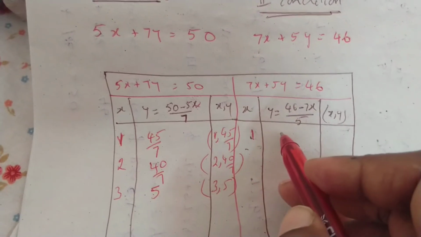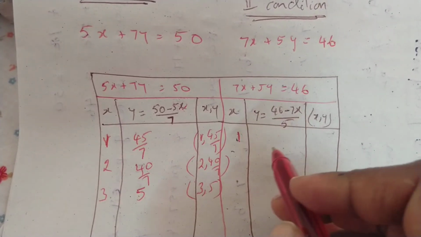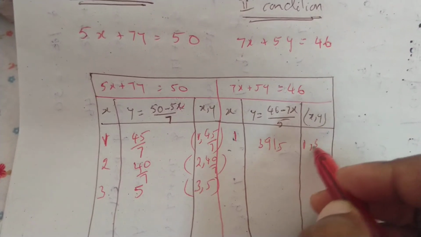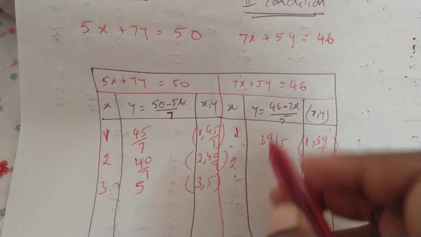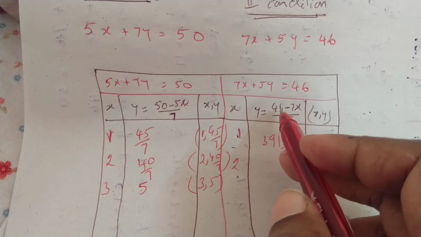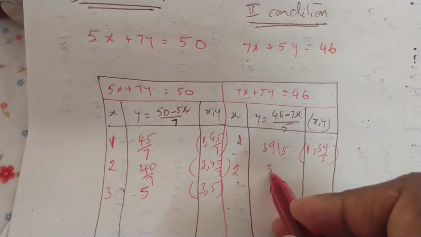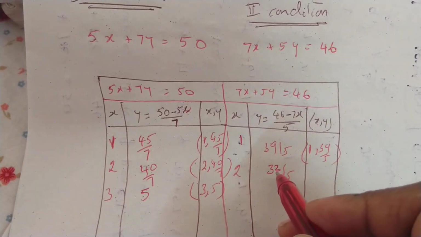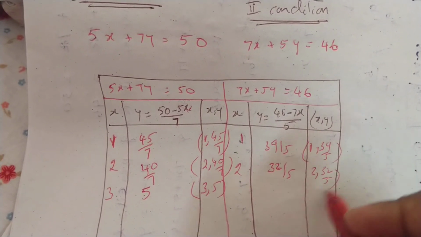X is equal to 1. So what is y? 46 minus 7 is 39 by 5. So I leave it like that, 39 by 5. So 1 comma 39 by 5. Right, the second one, 2. Now 7 2s are 14. 14 if I subtract from 46, I will be getting 32 by 5, and this is 2 comma 32 by 5.